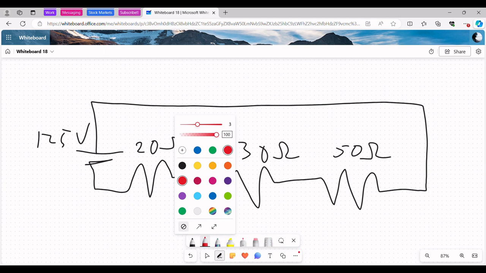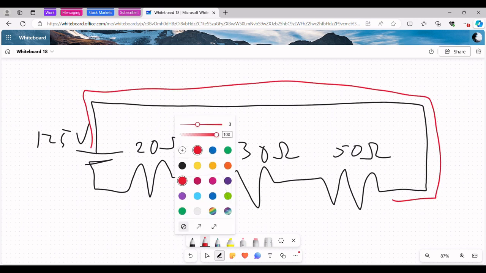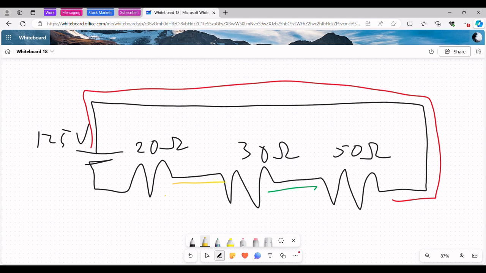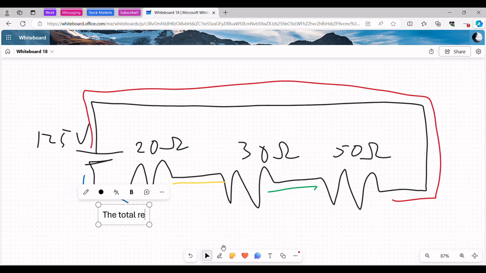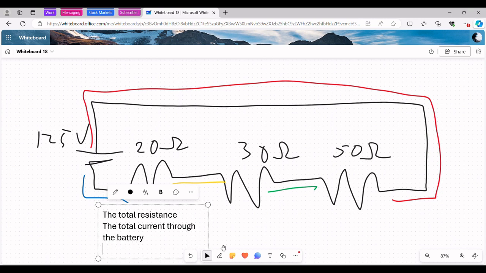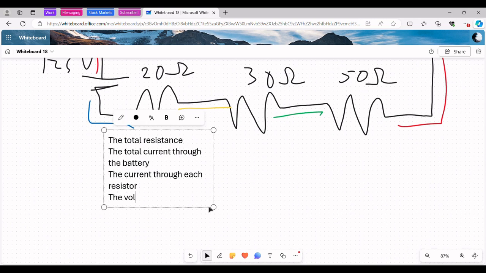Now, whenever you're starting off with these kinds of problems, it's helpful to just draw on the voltage drops, so that you can get a rough idea of the voltage drops and where the voltage is changing. We'll make this one yellow, and we'll make the last one blue. Okay, so for this circuit, let's find the total resistance, the total current through the battery, the current through each resistor, and finally the voltage drop across each resistor.